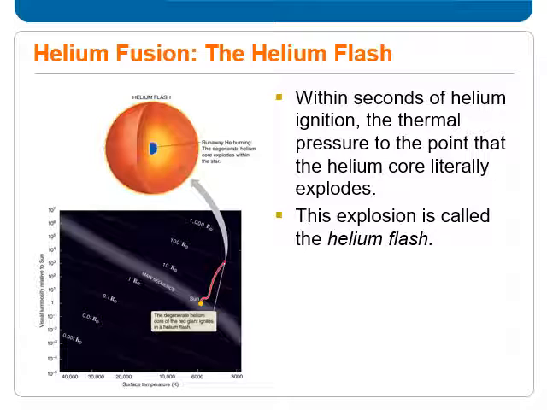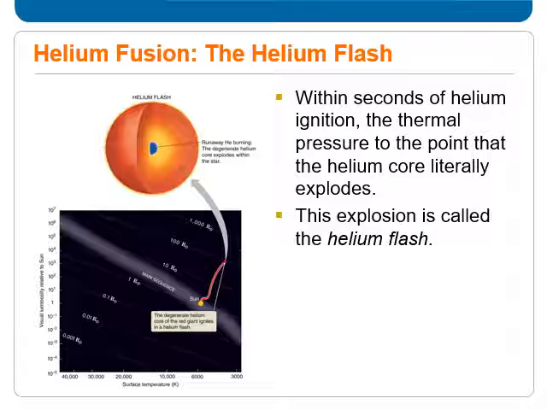The red giant phase ends when temperatures in the central core rise high enough for new nuclear reactions to begin. At this stage, the small, dense core of electron-degenerate material reaches the critical temperature for helium fusion. Within seconds of helium ignition, the thermal pressure rises to the point that the helium core literally explodes.